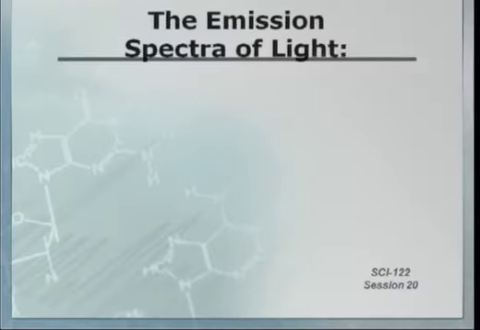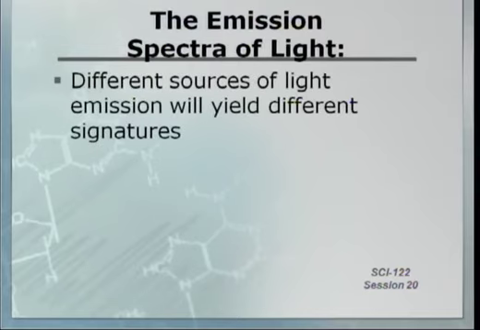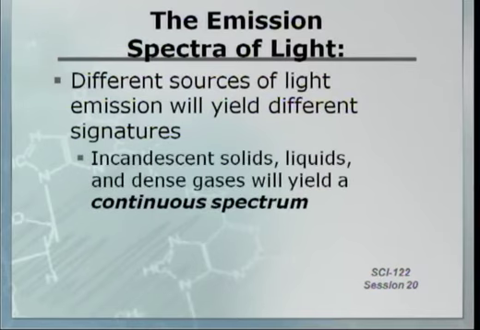In the emission spectra of light, we find that different sources of light will basically yield different signatures. First of all, if you look at something like incandescent solids, where you take a piece of solid and just heat it up, for example, liquids and dense gases, they will yield something known as a continuous spectrum. So it might look something like this.